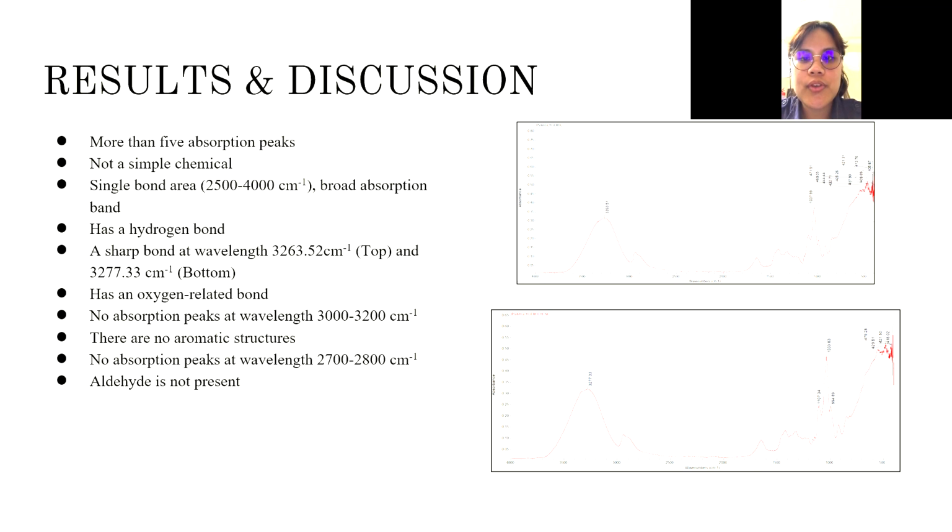A sharp band was also identified at wavelengths of 3263.52 in the first graph and 3277.33 in the second graph, indicating that an oxygen-related bonding is found in the tested samples. There are no other absorption peaks identified around wavelengths of 3000 to 3200, which indicates that there are no aromatic structures found in the tested samples. Besides that, no absorption peaks were found around wavelengths 2700 to 2800, indicating that aldehyde is not present in the tested samples.